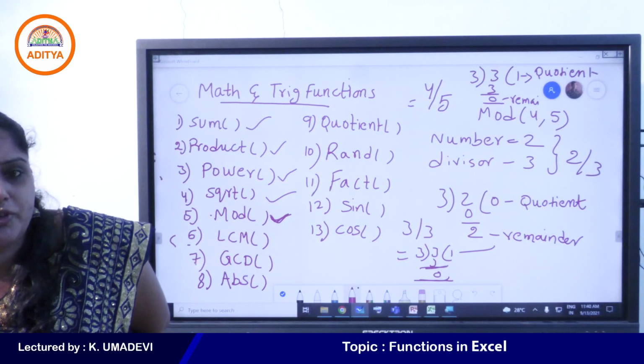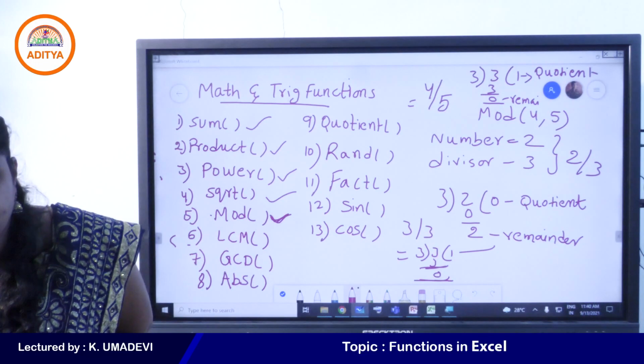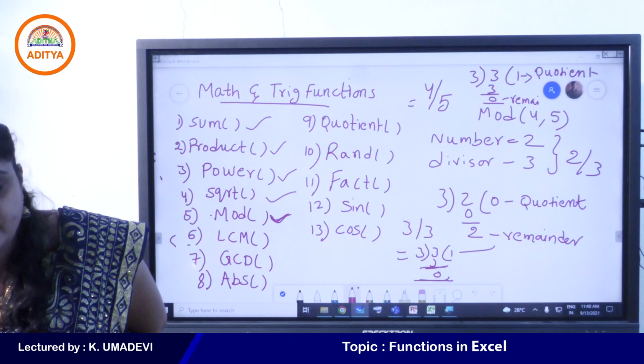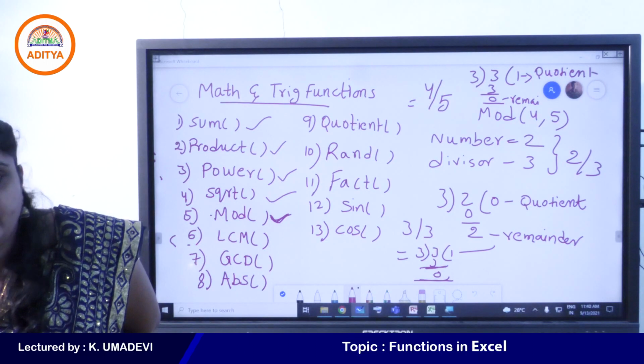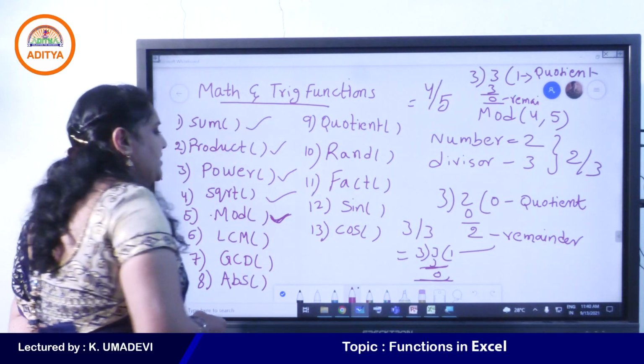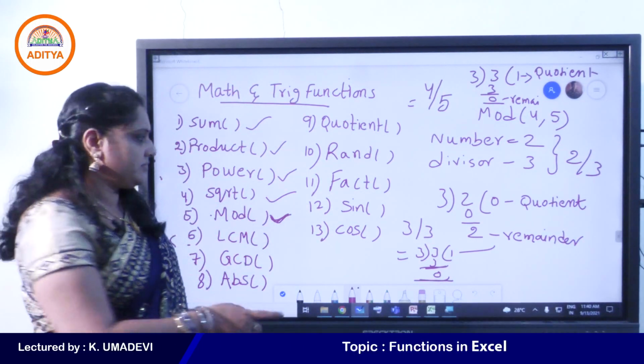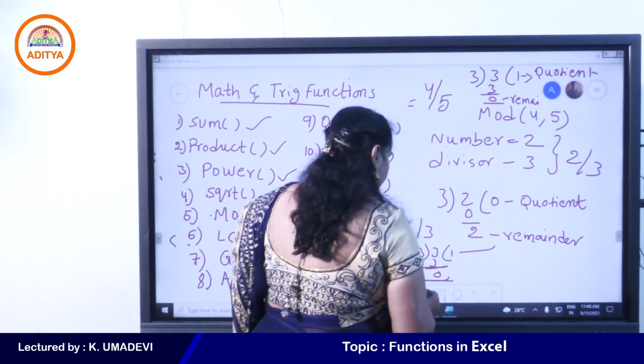See, what is the numerator and what is the denominator, students? Very good. Yes, 3 by 3 is equal to 1, which means the quotient is 1 and the remainder is 0. If the numerator is smaller than the denominator, then the mod function returns the numerator as its result. For example, here 4 by 5.